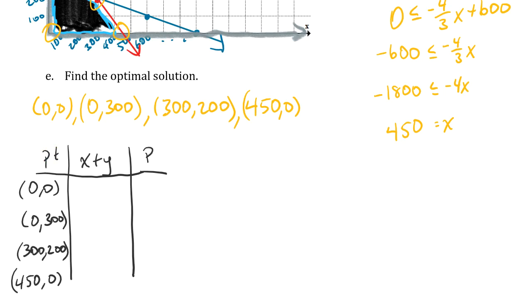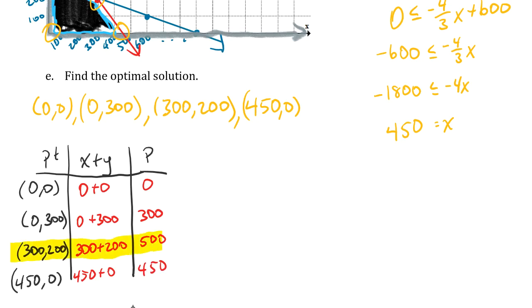All right. So if we go ahead and start plugging these in, we're going to have 0 plus 0 is 0. 0 plus 300 is 300. 300 plus 200 is 500. And 450 plus 0 is 450. So this one gave us the biggest number. Now, don't forget, we do want to write our answer in some actual words, because it was a word problem, right? So our answer should also be words.